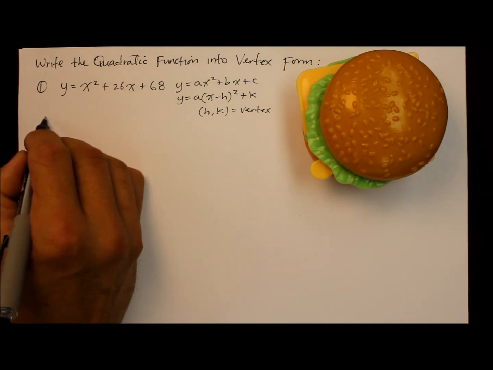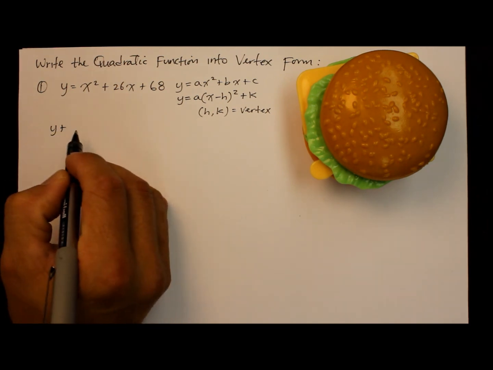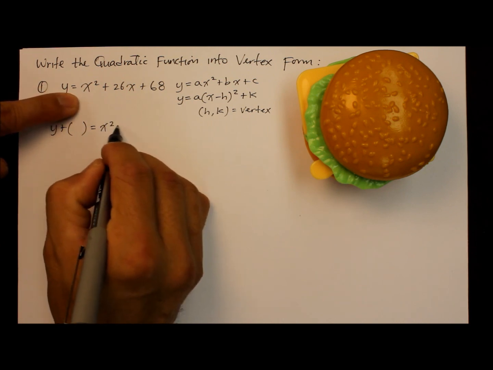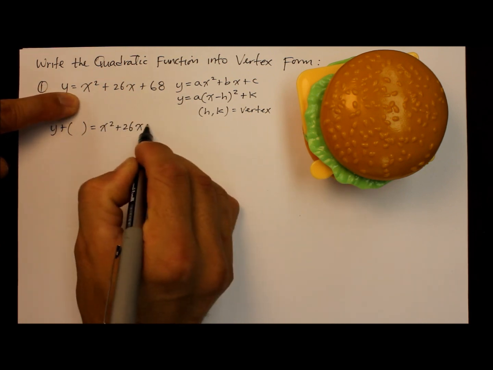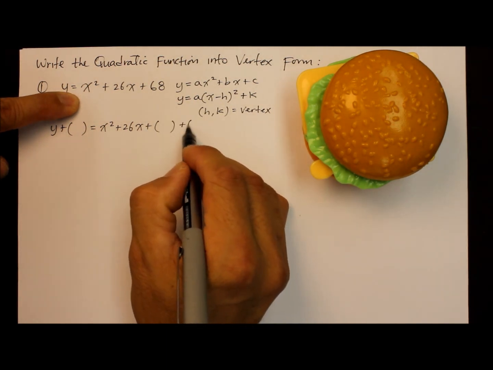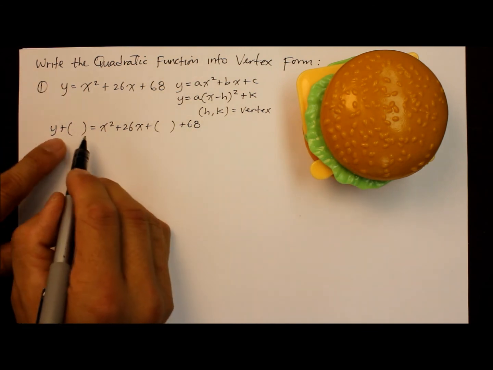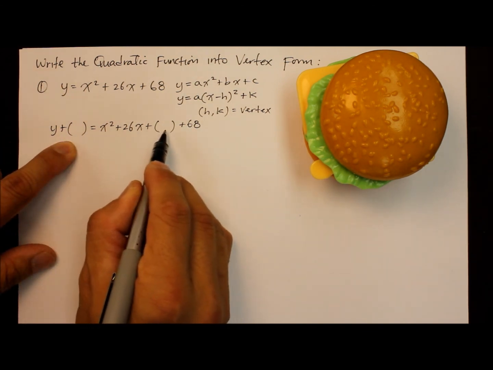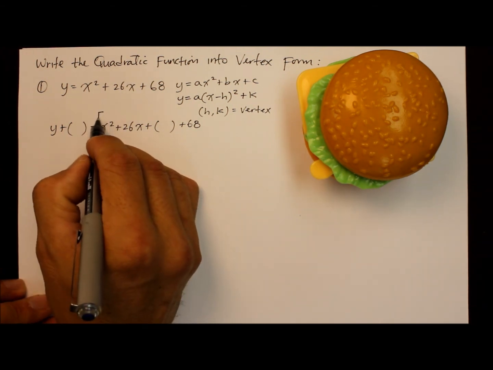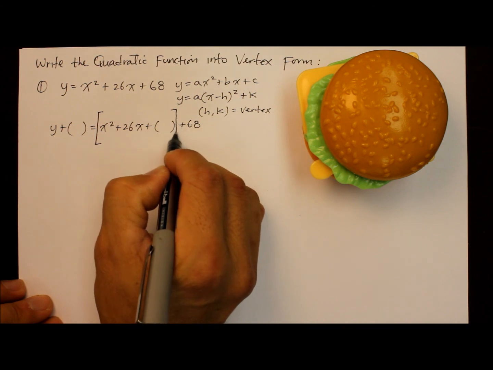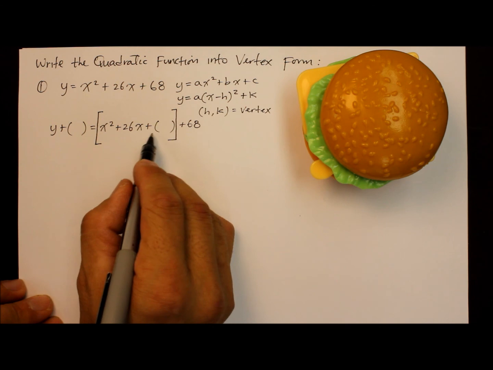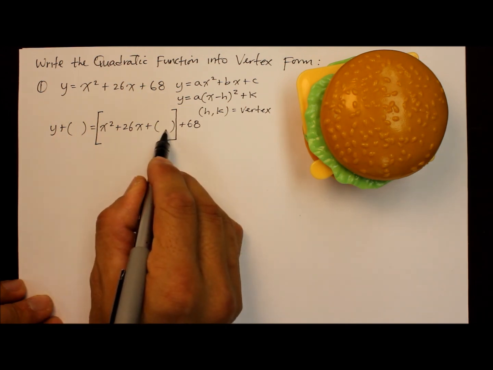Check this out. You go y plus, leave it blank, equals x squared plus 26x plus, leave it blank, and bump that 68 over. Because whatever you do to one side of the equation, as long as you do it to the other, it makes it okay. So after that, we're going to build a fence around this trinomial, right there. And now we're going to complete the square within this trinomial, make it a perfect square.